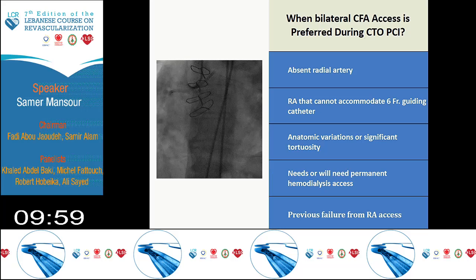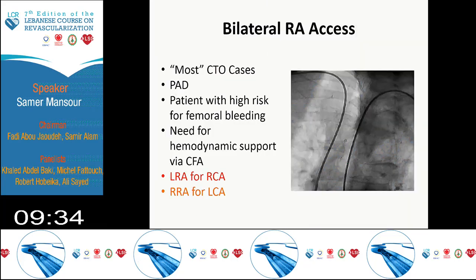Bilateral femoral access is preferred as compared to the radial artery if you do not have a patent radial artery, if you have a radial artery that cannot accommodate a 6 French guiding catheter because it is very small, if you have anatomic variation or significant tortuosity, or if you need or will need permanent hemodialysis, then you preserve the radial artery. And if you had a previous failure with a radial artery because you did not have enough support, then you do not restart there. Otherwise, you can go bilateral.